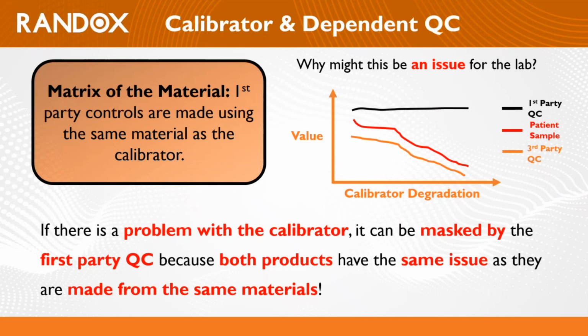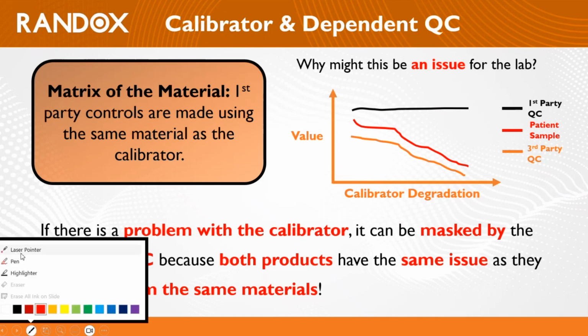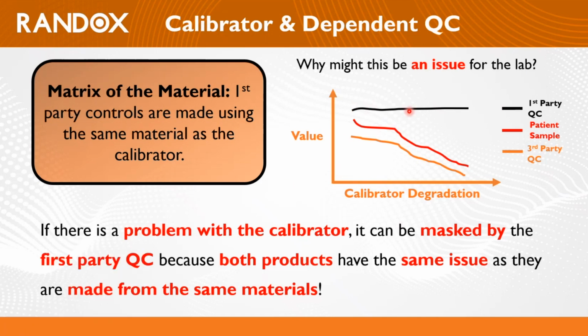Let's say there's an issue with the calibrator on the instrument. It can often be masked by the first-party QC. Why? Because both products have the same issue. They are made from the same materials. Of course, that's going to be a big problem, because if a problem exists with the calibrator, the same problem also exists with the first-party QC. So in this graph, I'm trying to show you how the first-party control is not able to identify the problem in the calibrator. It's not able to identify the degradation in the calibrator.